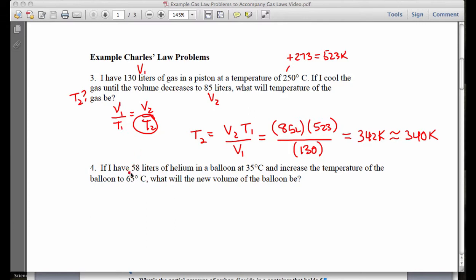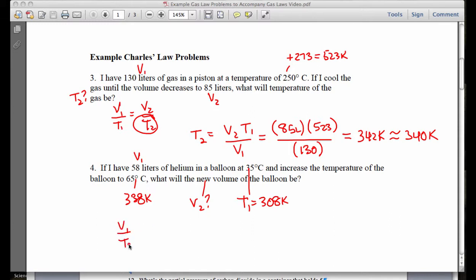Next problem. I have 58 liters of helium in a balloon at 35 degrees C. Okay, you're given your V1 and your T1, and let's just convert that right away. T1 equals 308 Kelvin, adding 273 to this. We increase the temperature to 65. That's 338 Kelvin. What will be the new volume? You're looking for V2.